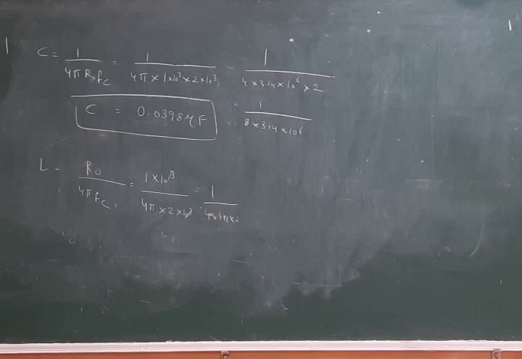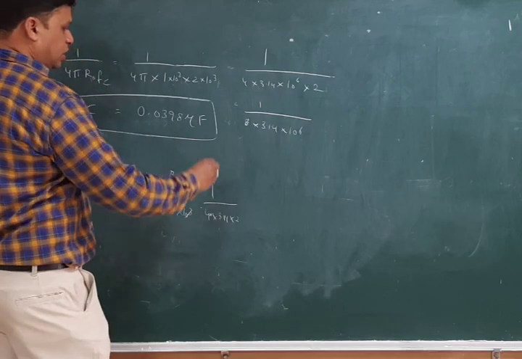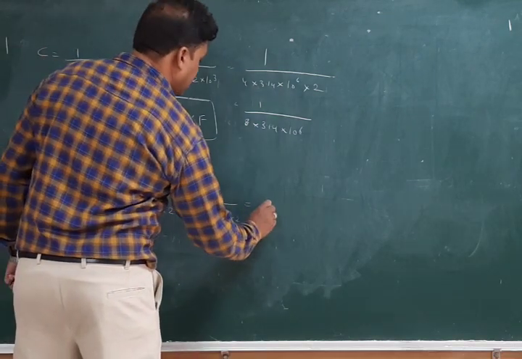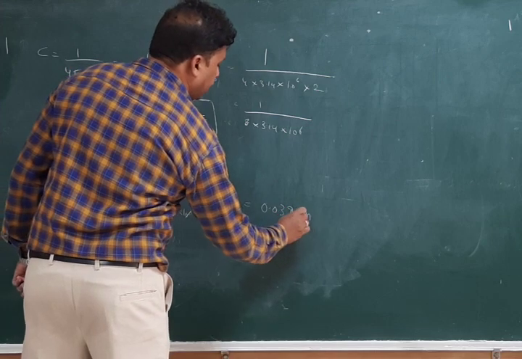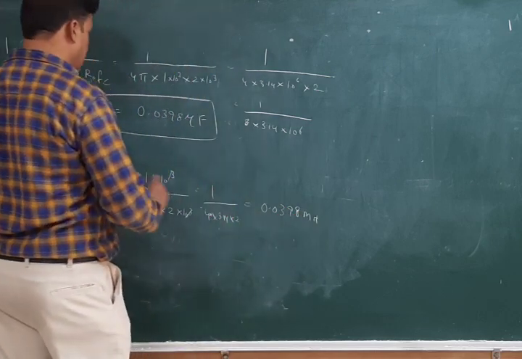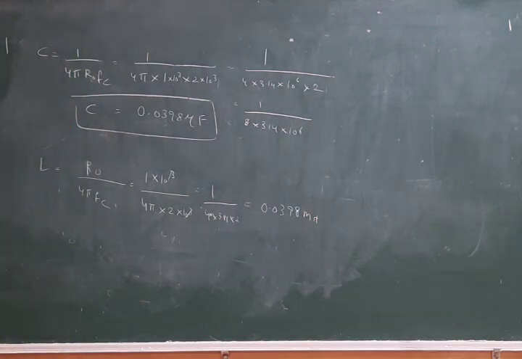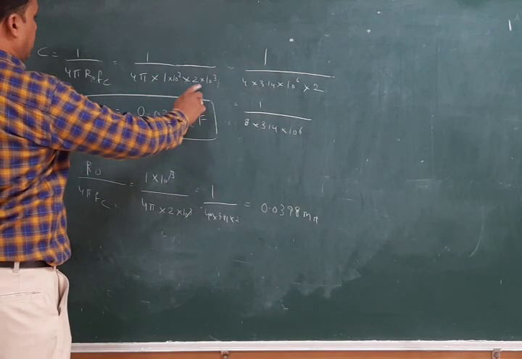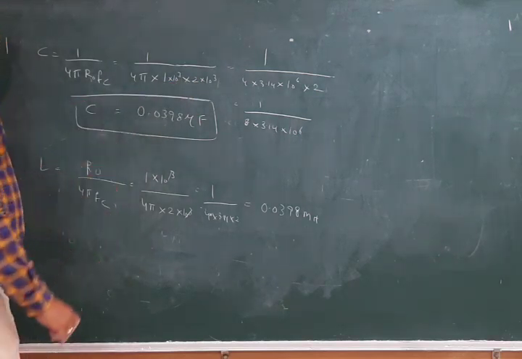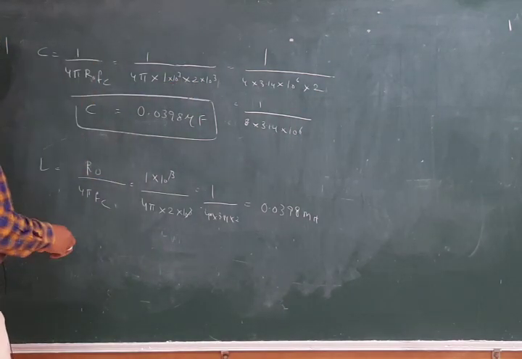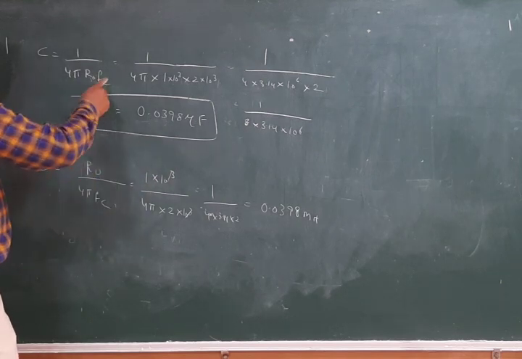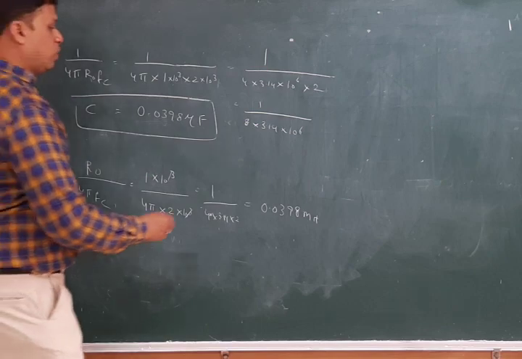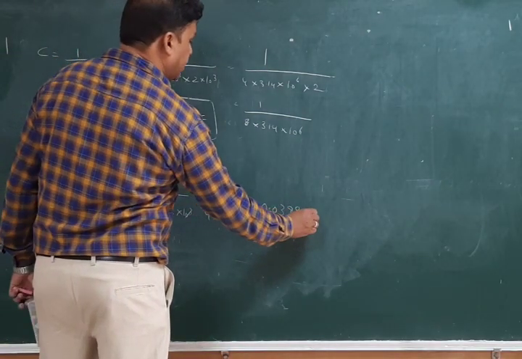0.0398 millihenry. It is the same thing here, 4 into 2 is 8, it is also 0.0398 millihenry. Okay. R naught by 4 pi Fc and 1 by 4 pi R naught Fc. So here R naught is the same thing, 1 into 10 cube. Here it was R naught into Fc, 10 cube, so microfarad went up, 1 by 4 pi. Here all 10 cube get cancelled and 1 by 4 pi into Fc. The denominator is the same here, therefore you will get 0.0398 millihenry, but here it is microfarad.